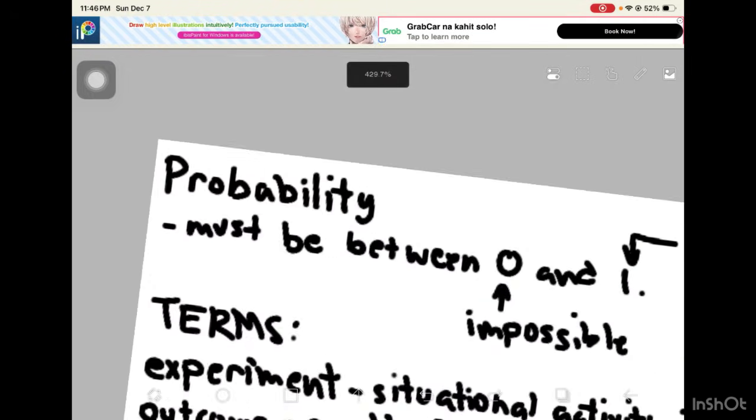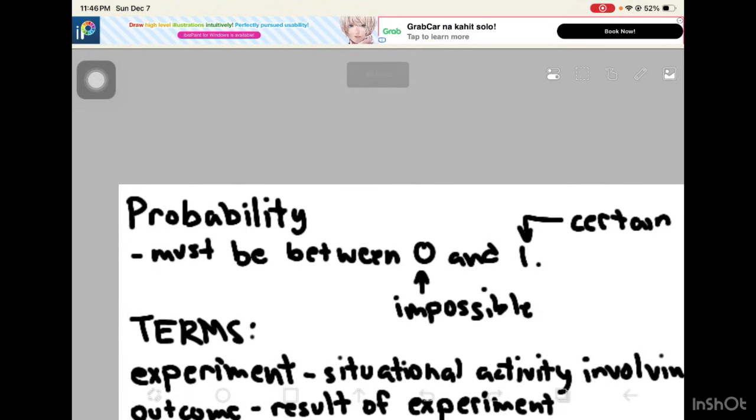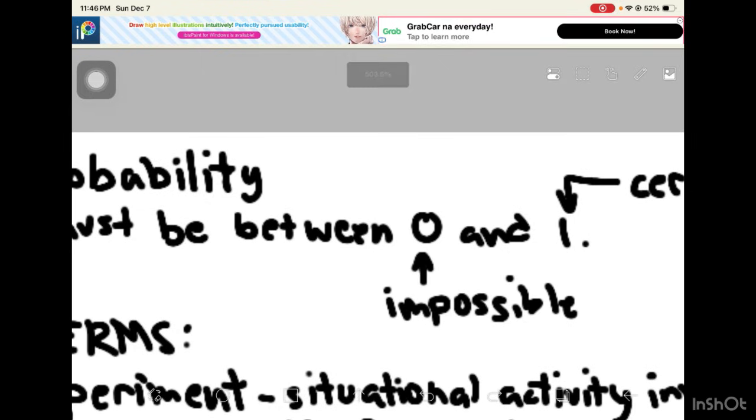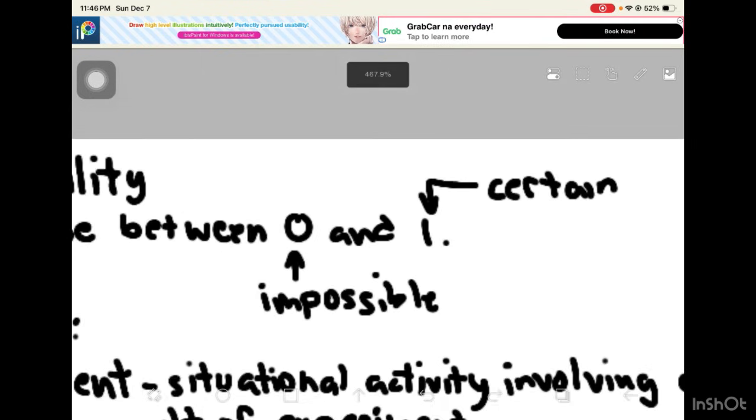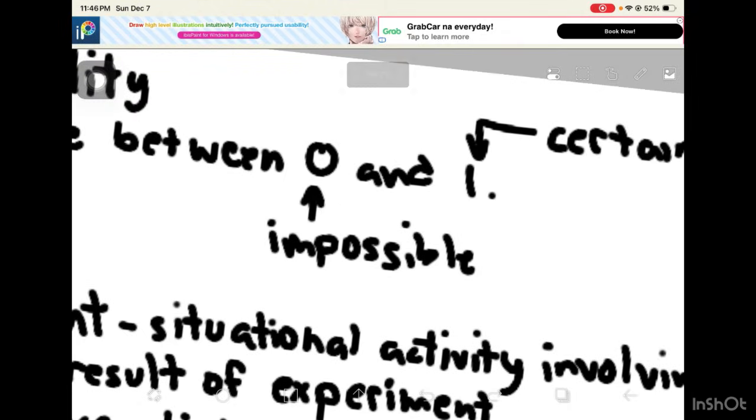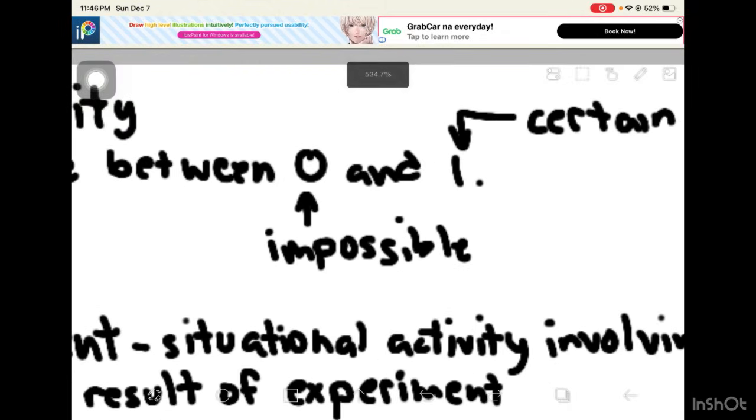So the number one rule of probability is if you convert the fraction you get to a decimal, it should always be between 0 and 1. Where 0 means it's impossible and 1 is certain. So 0.5 is like, okay, 50-50. And then 0.2 is like probably not gonna happen. 0.8 is like, yeah, it's probably gonna happen.